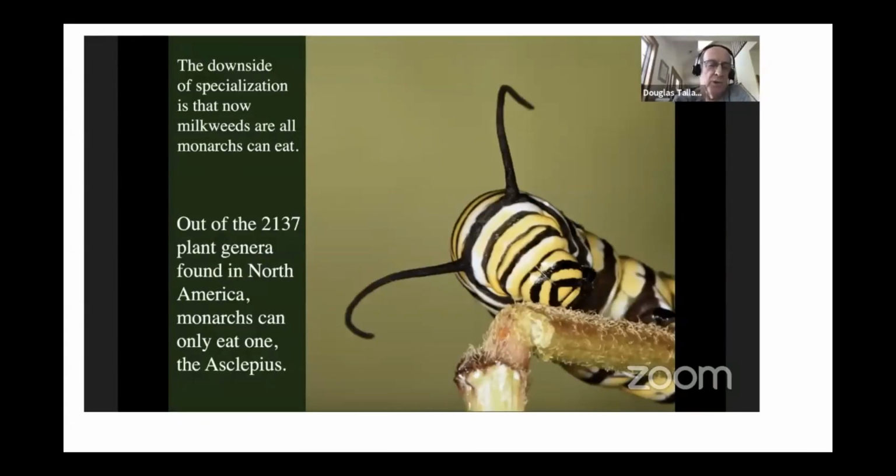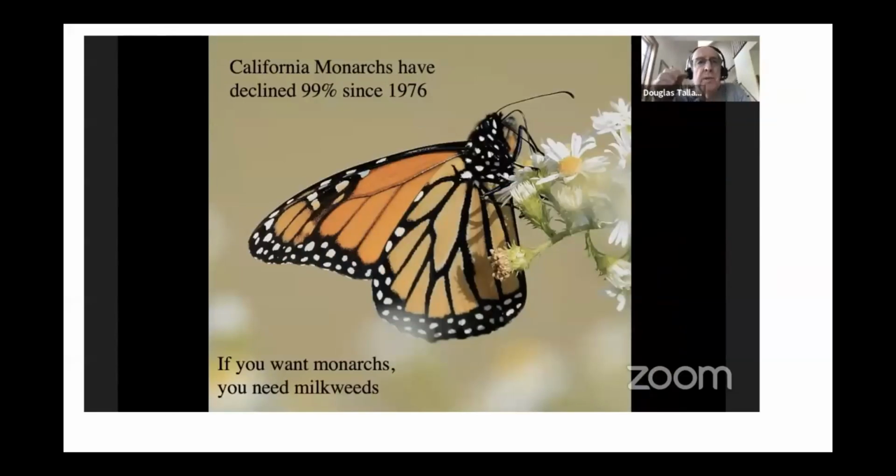So we have 2,137 native plant genera in North America. Got a lot of non-native plants in there too. And monarchs can only eat one, the Asclepias. So if you take Asclepias out of the landscape, you're going to lose your monarchs. That's the result.